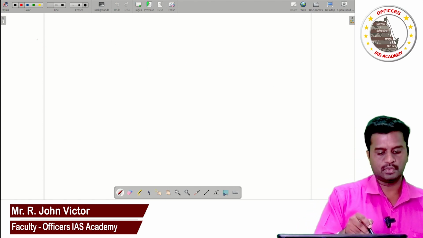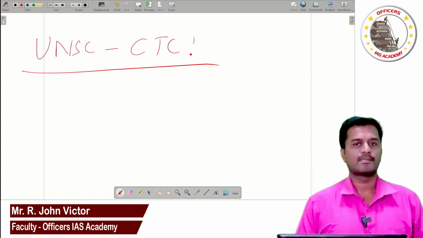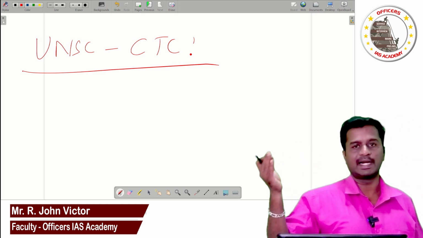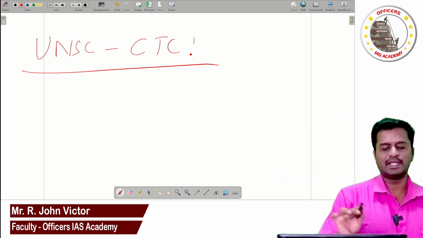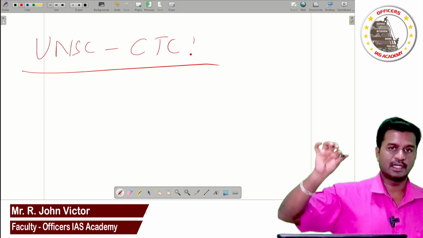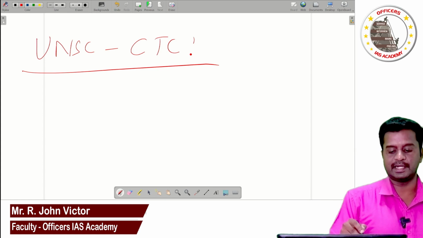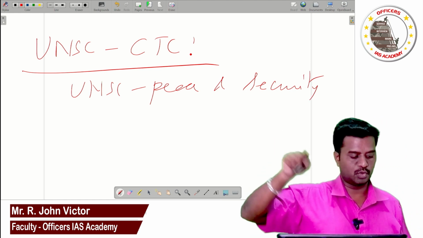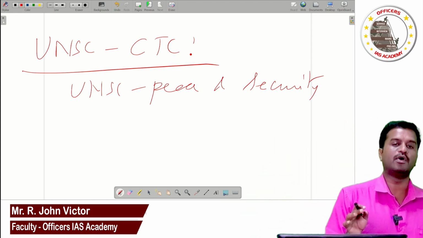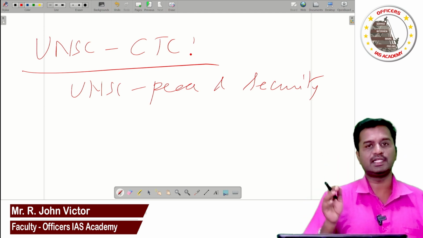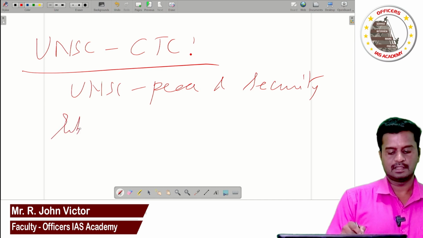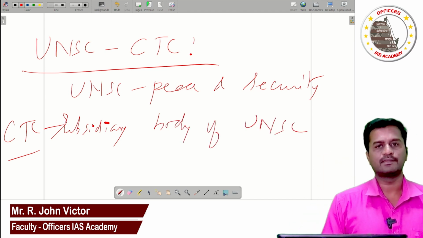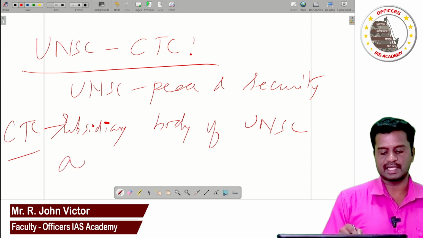Next, UNSC CTC. And you can add that terrorism is a common threat for entire mankind. Right now, CTC. Briefly mention about UNSC. UNSC is the body under UN responsible for maintaining international peace and security. It is a very powerful organ of UN. Mention briefly. Then write specifically about UNSC CTC. UNSC CTC is a body within UNSC. CTC is a subsidiary body of UNSC. Its mandate is to address terrorism. Okay.